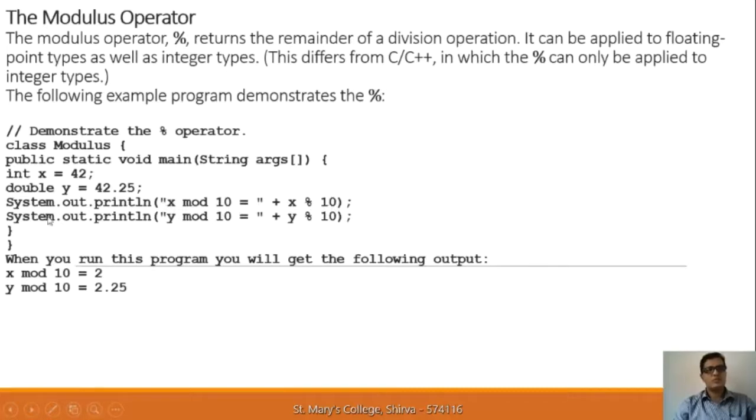Now if you observe here, double y is equal to 42.25, System.out.println y mod 10 is equal to y percent 10. 42.25 by 10, if I do that, I am getting a value of 2.25, whereas in C it returns only 2, but in Java it returns the accuracy of the calculation.